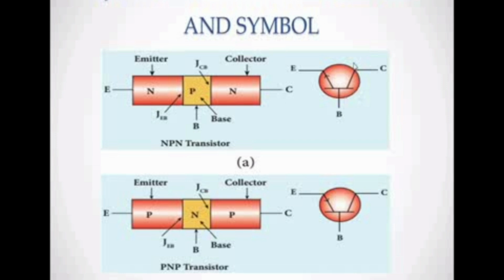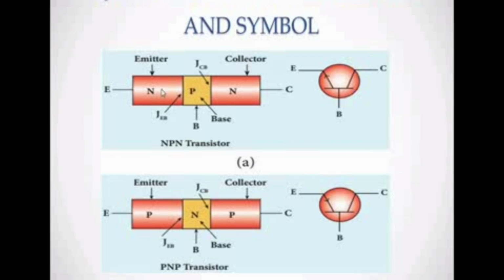So this is the circuit symbol. In the circuit symbol, we have to indicate the arrow mark whether it is an NPN transistor or a PNP transistor. For an NPN transistor, the arrow mark shows in the outward direction, and for a PNP transistor, the arrow mark shows in the inward direction.